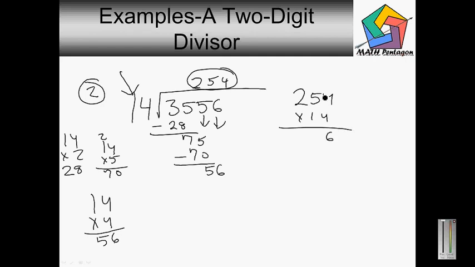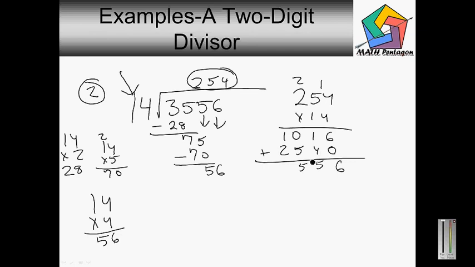254 times 14. 4 times 4 is 16. Carry the 1. 5 times 4 is 20 plus the 1 is 21. Carry the 2. 2 times 4 is 8 plus the 2 is 10. Put a 0 here. 4 times 1 is 4. 5 times 1 is 5. 2 times 1 is 2.